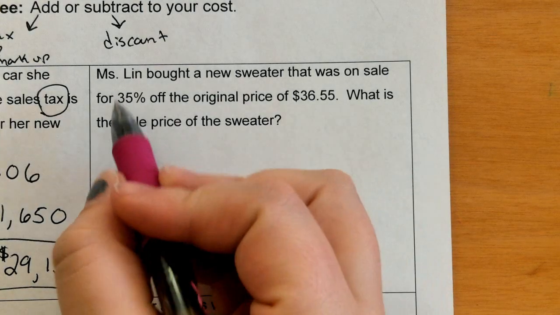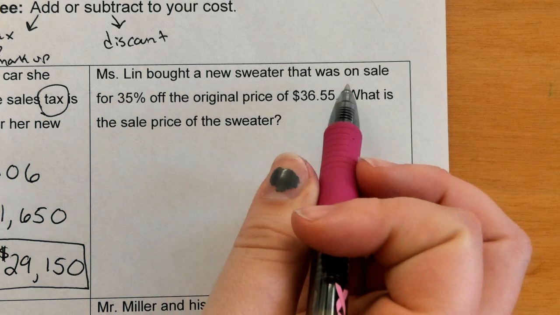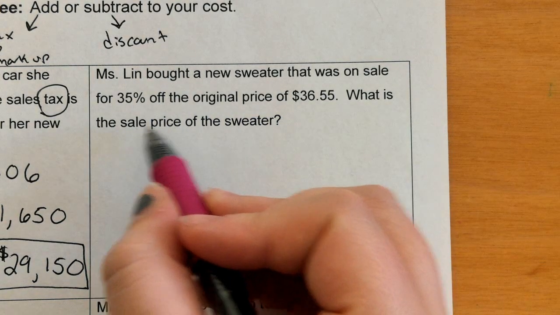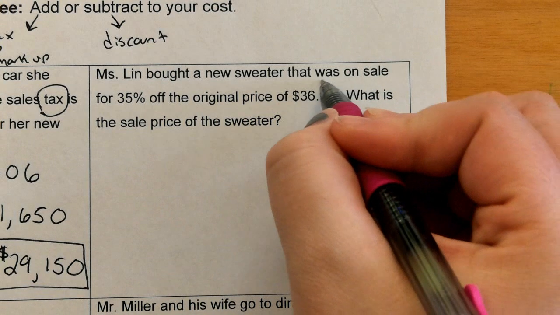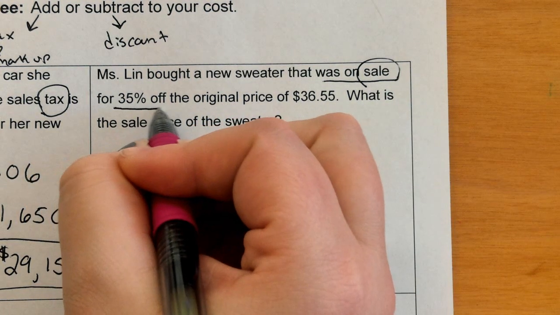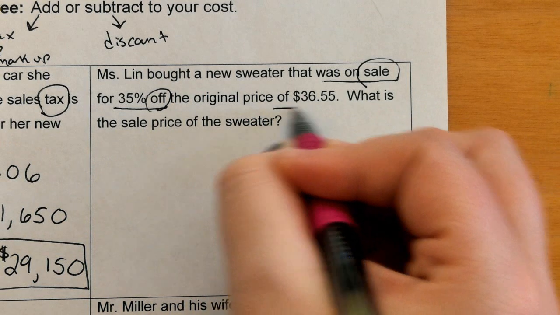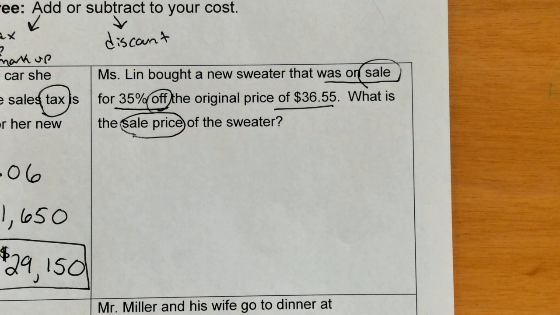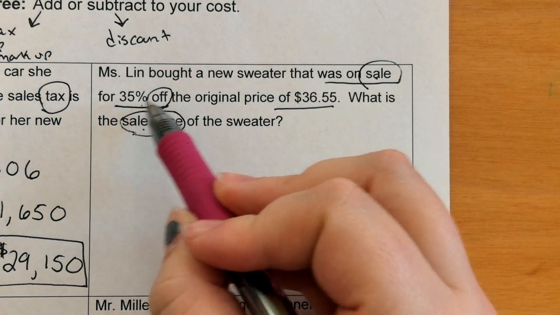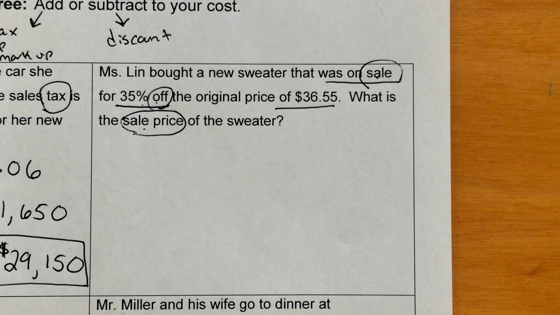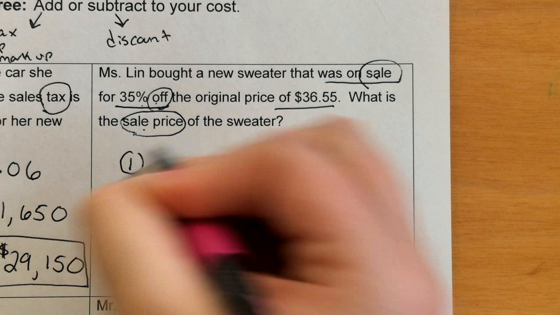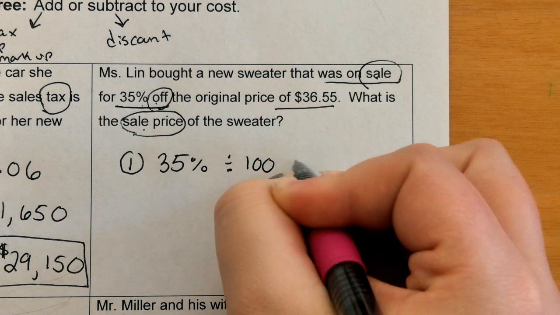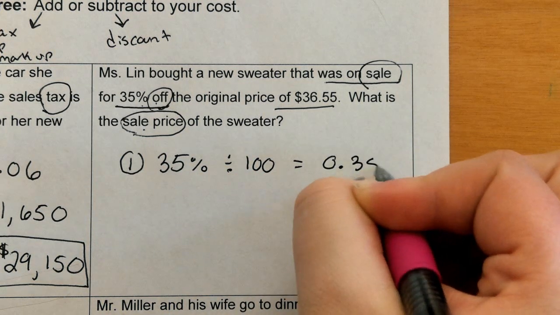With the next problem, Miss Lynn bought a new sweater that was on sale for 35% off the original price of $36.55. What is the sale price of the sweater? So the sweater was on sale. It was 35% off the original price, which was $36.55. What is the sale price? If you look, sale and percent off all mean discount. Our first step, again, is to take that percent, 35%, and divide it by 100 to get our decimal, 0.35.